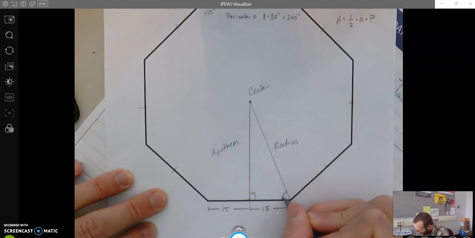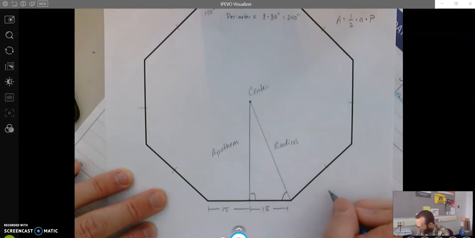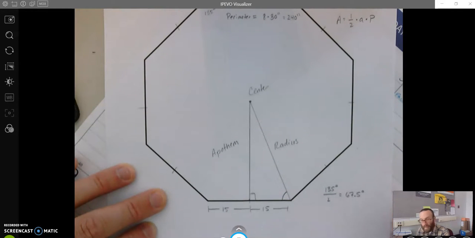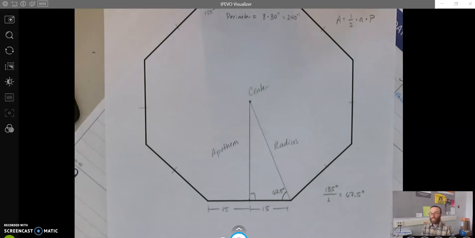Well, the apothem and the radius form this right triangle, and this angle right here, we're going to take the whole angle and cut it in half. That's going to tell me that this angle right here is 67.5 degrees. That's going to be true in every polygon. The only difference is that's not always going to be 135. If it's a hexagon or a pentagon or a decagon or a dodecagon, that angle measure is different. But we're still going to cut it in half.